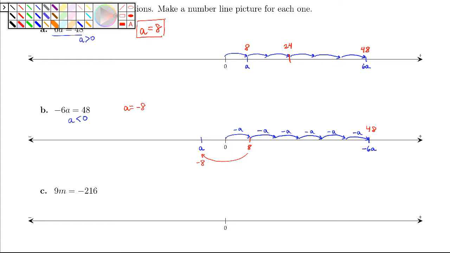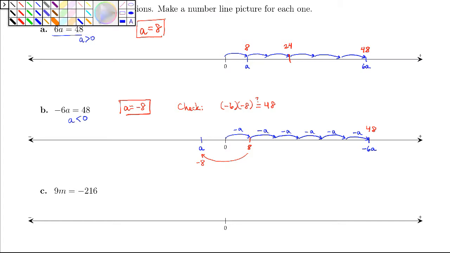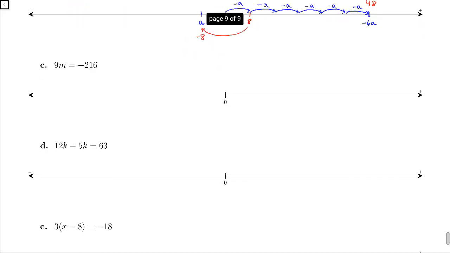And if we double check that in the equation, this says negative 6 times negative 8 equals 48. Is that equal? And yes, it is, because negative times negative is positive, and 6 times 8 equals 48. Okay, so I can say yes, that works. All right.